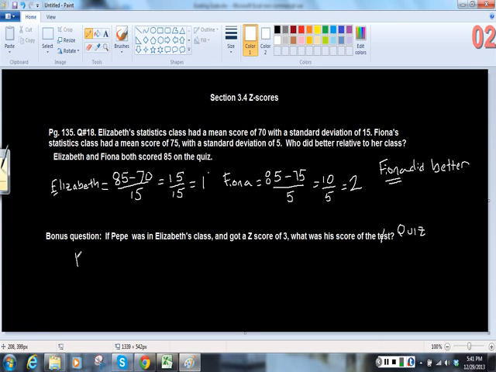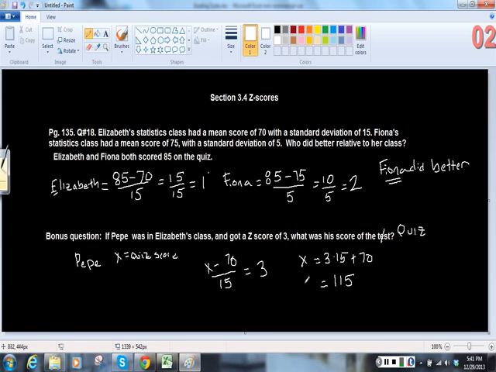So the way you would answer this, you say, well, Pepe, he had some quiz score. We'll let x equal Pepe's quiz score. So you would say x minus the mean for Elizabeth's class, so that's 70, all divided by the standard deviation of 15 is equal to 3. So if you want to calculate his score, it's x equals, you multiply both sides by 15, 3 times 15 plus 70, which is equal to 115.